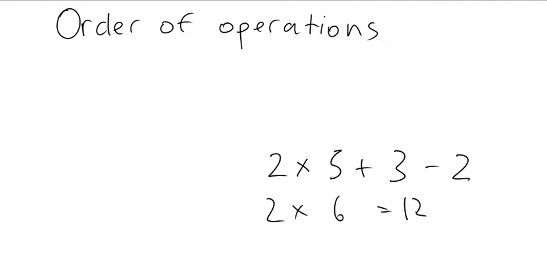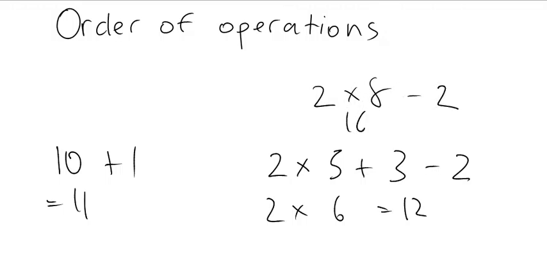And then some guy on the other side of the world is going to say, well, no, you have 2 times 5, so that's 10, plus 3 minus 2, plus 1, and he's going to get 11. And then some other guy is going to tell you, wait a minute, guys, no, you have 2 multiplied by 5 plus 3, so that'd be 2 times 8, minus 2, so you get 16 minus 2, which is 14.